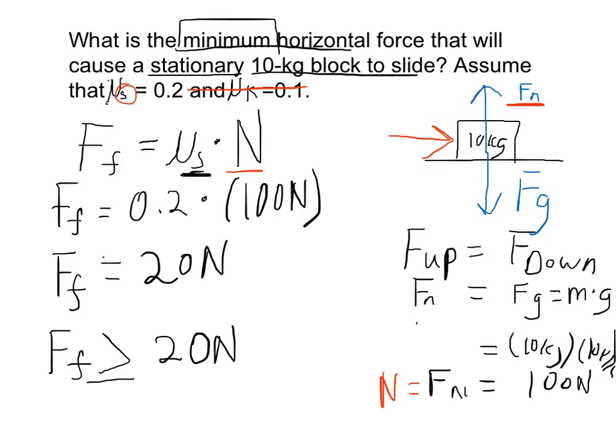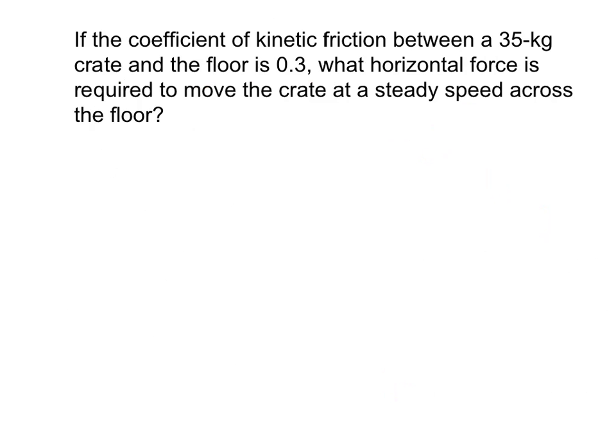Alright, next example, which hopefully will be a little shorter now that we've got the basics down. If the coefficient of kinetic friction between a 35 kilogram crate and the floor is 0.3, what horizontal force is required to move the crate at a steady speed across the floor?